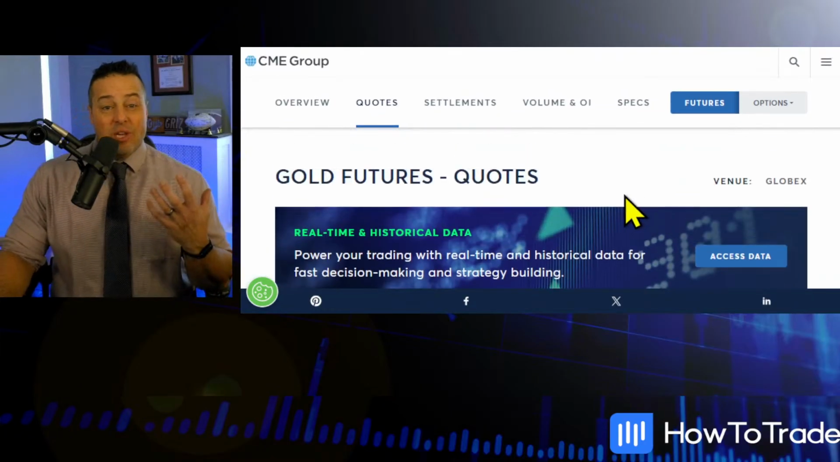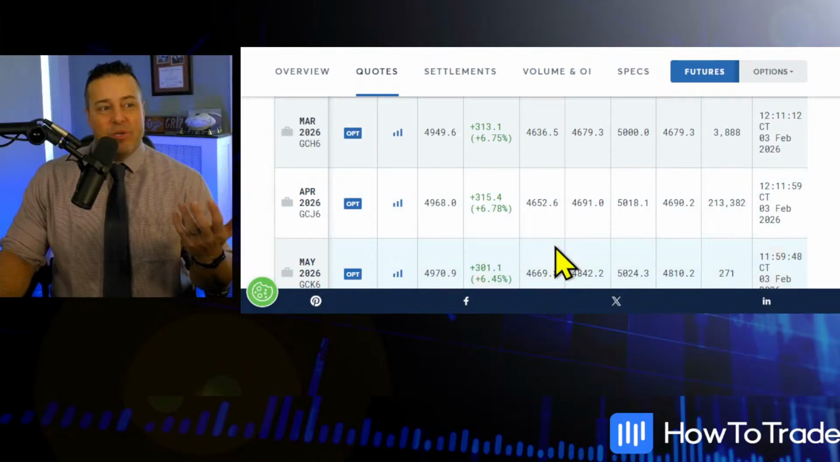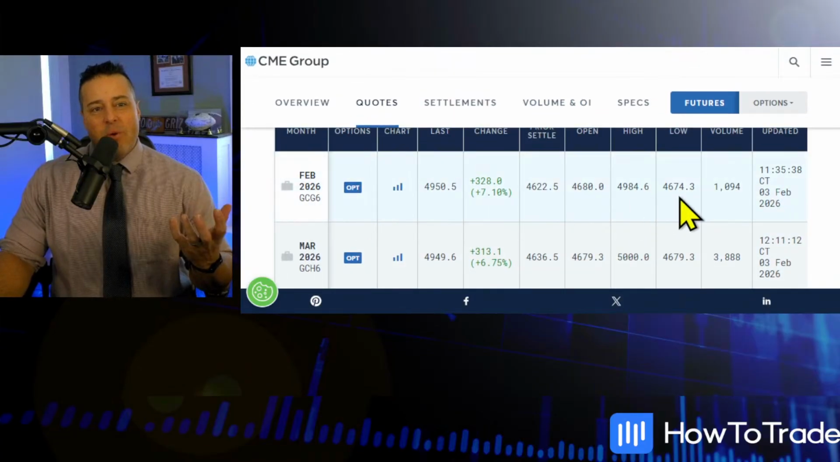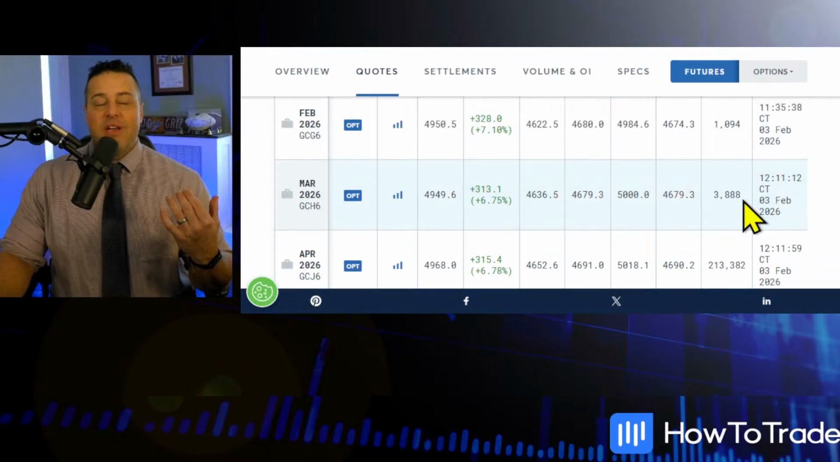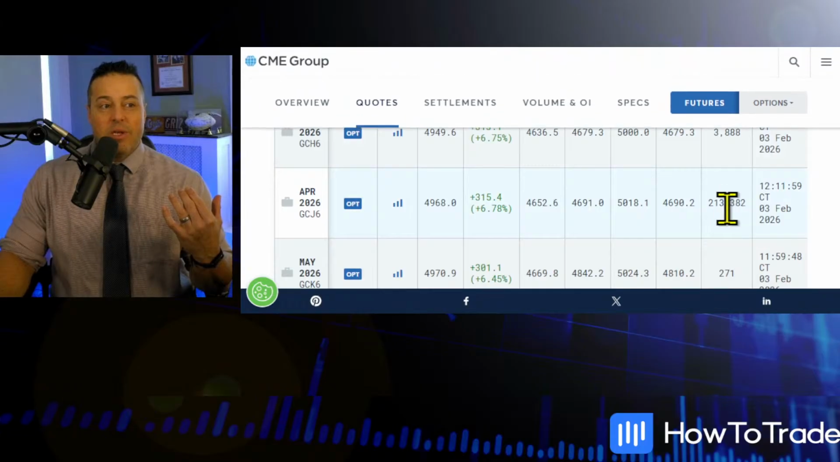So what we're going to do is look at the quotes. Now, this is what we call a chain, a futures chain. You'll notice that we have a February contract that's still on the board, but look at the volume. The volume's extremely low. You have a March contract that's on the board. Volume's extremely low. This is what we're looking to trade. April.